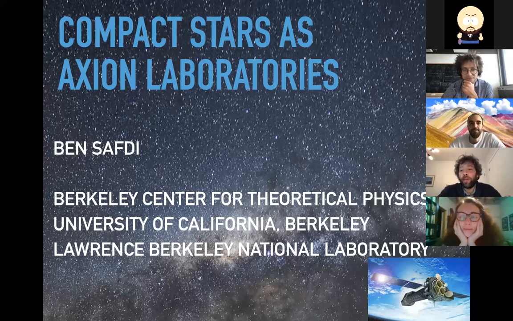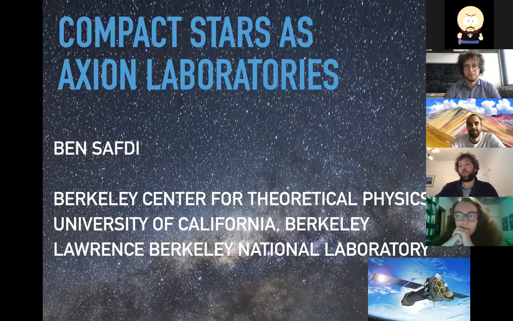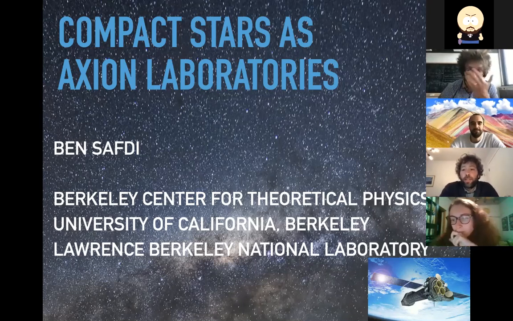I want to tell you about some work on looking for axions using compact stars. For this talk, compact stars is going to mean white dwarfs and neutron stars, and I'll tell you about projects that involve both white dwarfs and neutron stars, although you see the physics is quite similar. And these searches are going to revolve around X-ray telescopes.